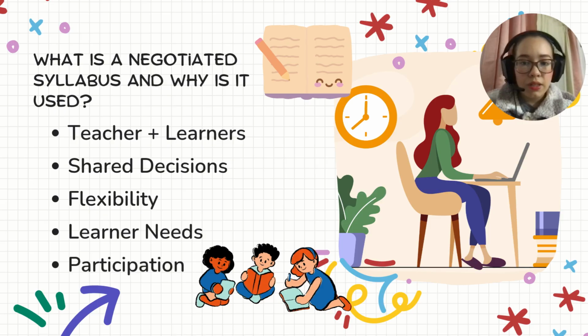What is a negotiated syllabus and why is it used? A negotiated syllabus is a syllabus where the teachers and learners work together to make decisions about goals, content, activities, and assessment. It is used because learners' needs may change during the course and learners often know what they need or what they want to learn. This approach increases learners' involvement, motivation, and responsibility. It is especially useful when learners have diverse backgrounds, when needs analysis is difficult, or when there is no fixed course book.